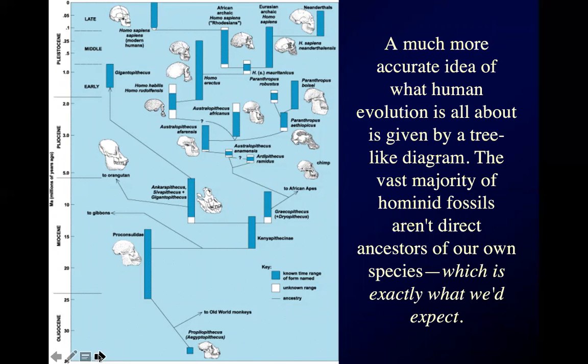But what you're looking at is each one of these darker blue bars represents a length of time in which a species lived. We have older ones on the bottom of this diagram and younger ones on the top. And the lines that connect them are our current best hypothesis for lines of common ancestry, for what species evolved from what predecessors. The vast majority of these fossils that we find are not direct ancestors of us.